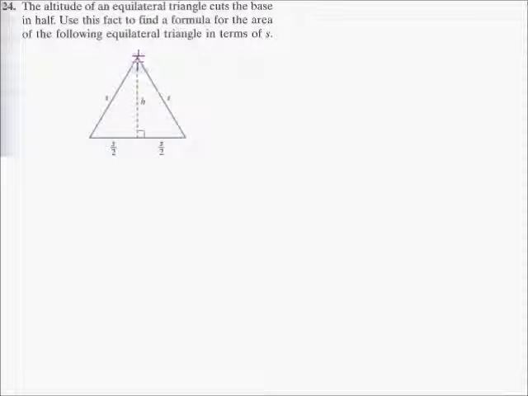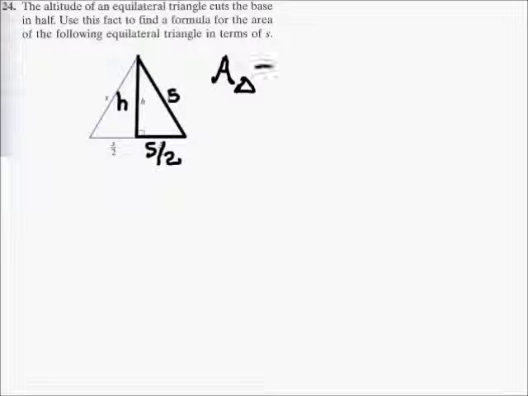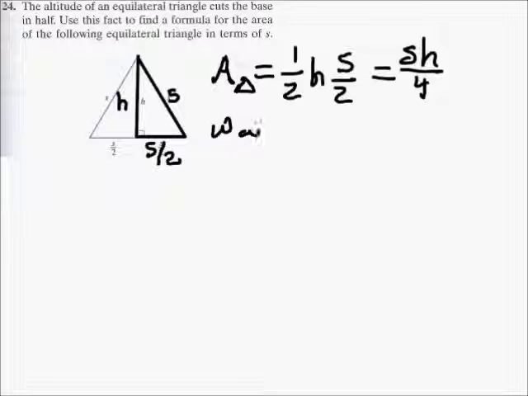Okay, so what we've got here is a triangle, and we're going to have to find the area of this guy, and we need to do it in terms of S. We have S over 2, we have H, but we need it in terms of S. The area of that triangle is 1/2 H S over 2, or SH over 4. So what we want is what H is in terms of S.